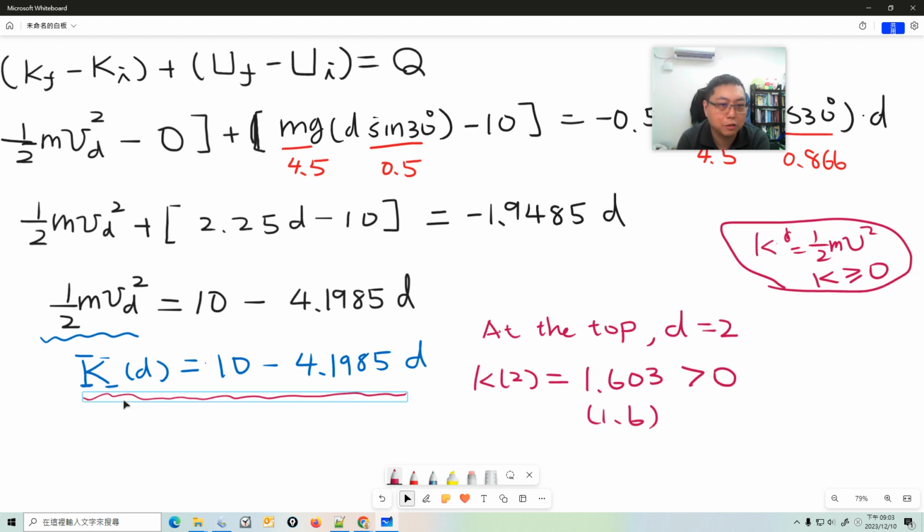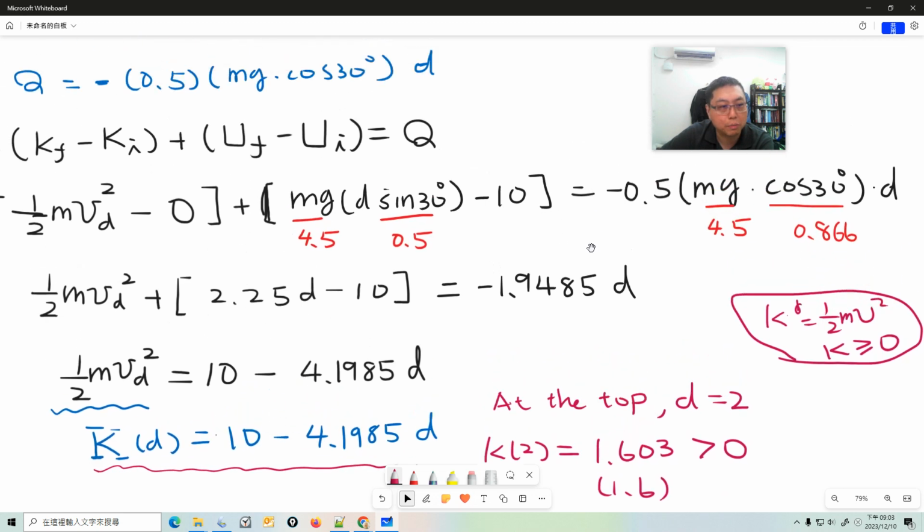Because kinetic energy is always greater than zero, the minimum value of kinetic energy is only zero. If you calculate this equation and find a value less than zero, that means the friction dissipated all the kinetic energy. But in this problem, we put d equal to 2 in there, and it's still positive. That means the friction did not dissipate all the initial kinetic energy. So it still preserves kinetic energy at the top.